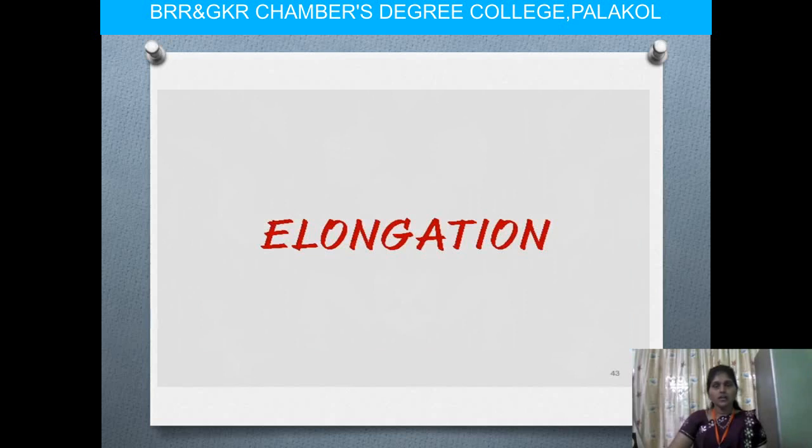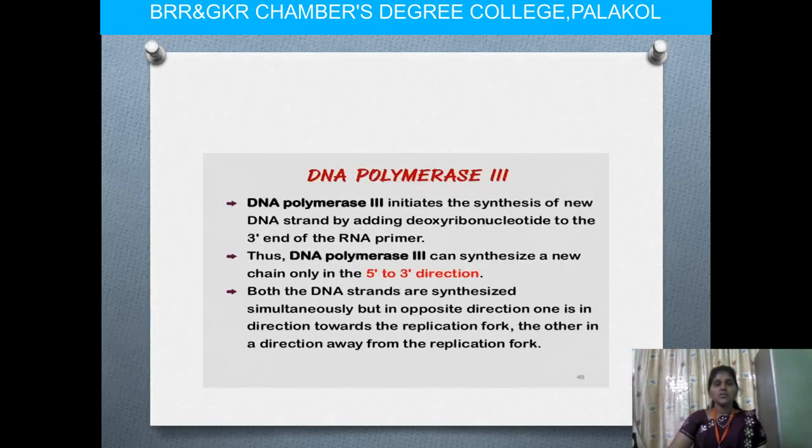Now the elongation. During the elongation we use DNA polymerase 3. I already said in the previous slides about DNA polymerase 3. It works in the 5' to 3' direction. Exonuclease activity and endonuclease activity are also present. During this it will form the primers.